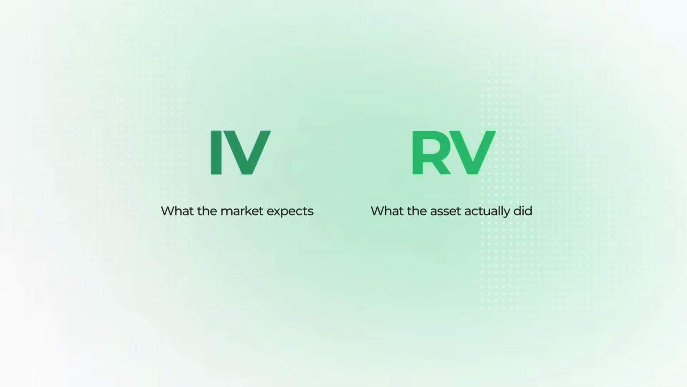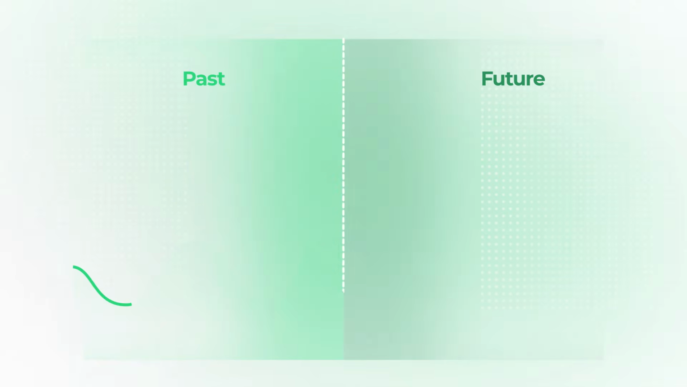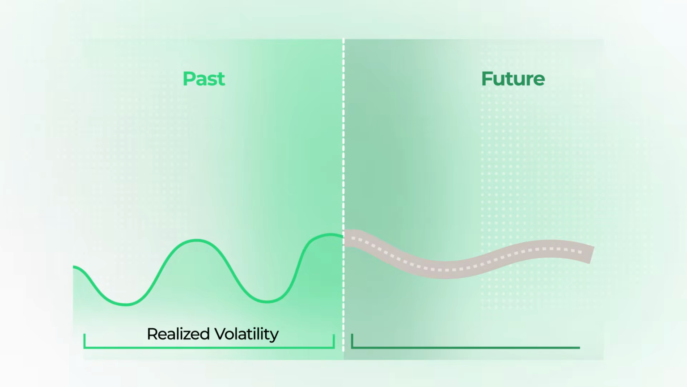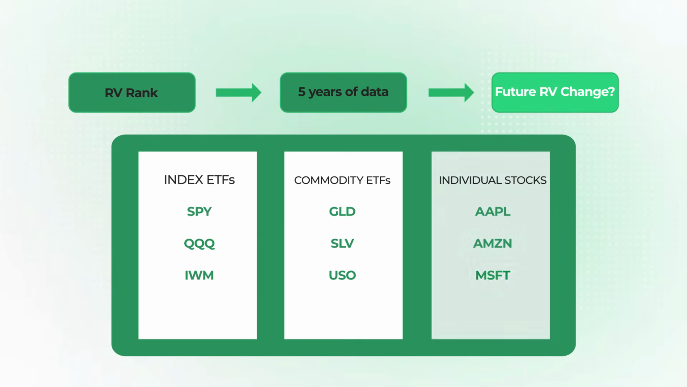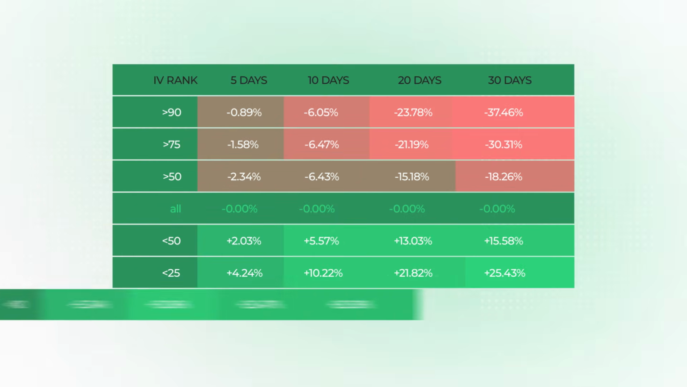Now let's talk about realized volatility, RV for short. While IV is forward-looking, RV measures what volatility really was, the observed movement over the past month for the underlying asset. We ran the same backtest, RV percentile rank versus future RV change. Same assets, same time period.